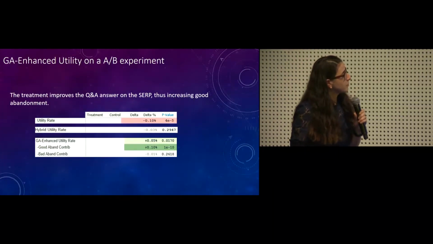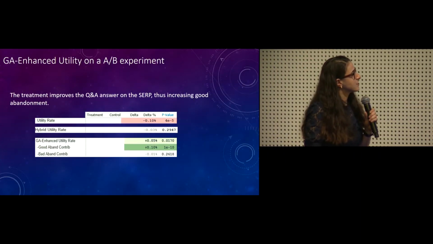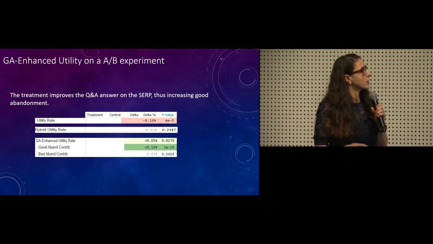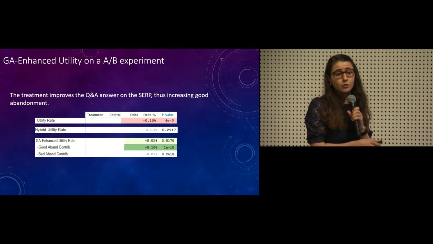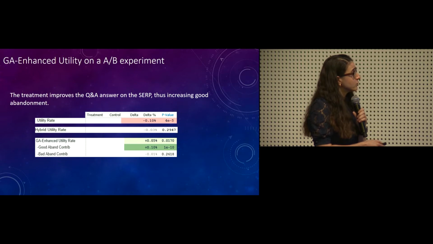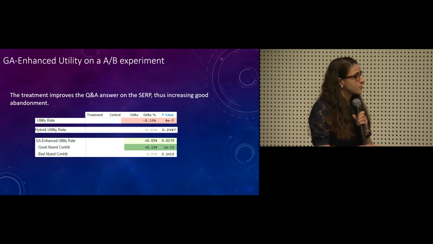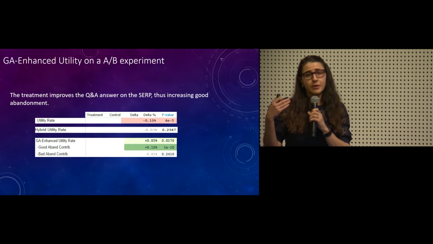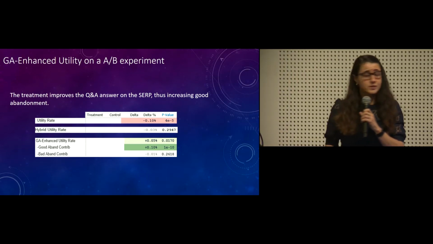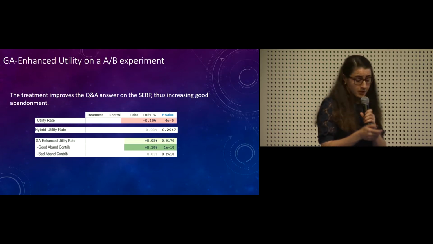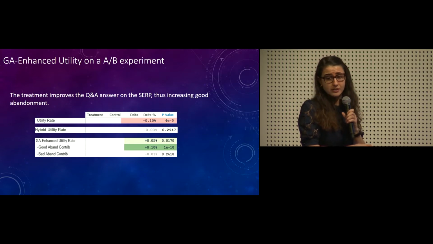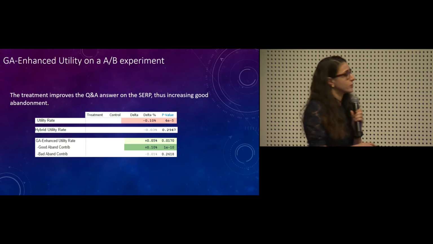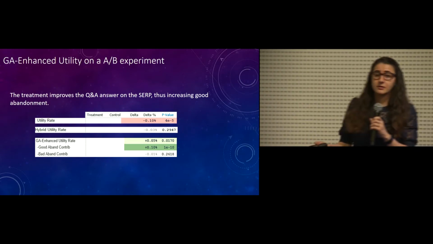This is also one example, an experiment where we improved the Q&A answer we have on the SERP. Classical utility is actually negative on this one because all abandonment is assumed to be bad. When we do the hybrid measurement, it makes it flat, so the p-value here is quite high. The hybrid measurement did not have enough power to detect changes in the experiment. For our GA-enhanced utility rate, we actually see that it's positive. And not only that, we can see that there is a large contribution to our metrics from good abandonment overall. So this is the current solution that we currently have.